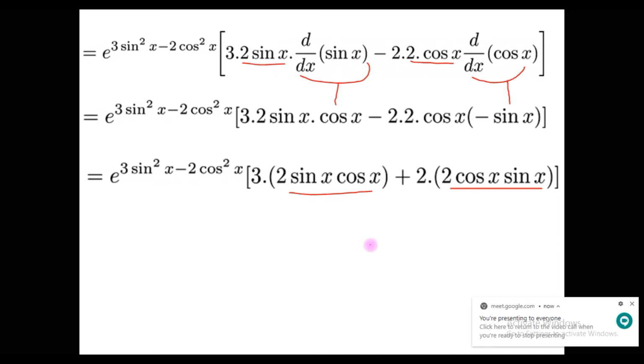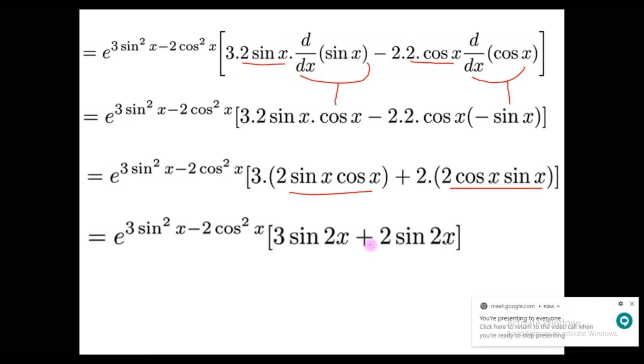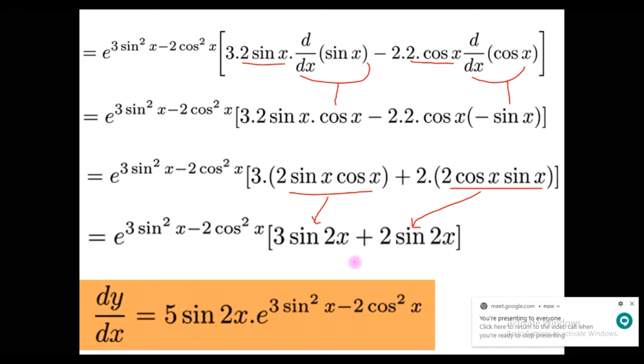So we'll simplify it further as this term becomes sine of 2x, this term also becomes sine of 2x, and it's a 3 plus 2, it makes up to be 5 times sine of 2x into this whole term which we have kept as it is. Okay, so this will be the final answer for it.